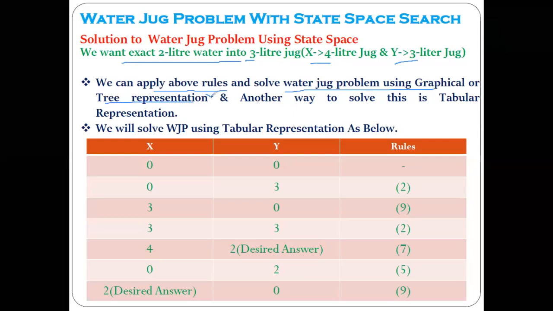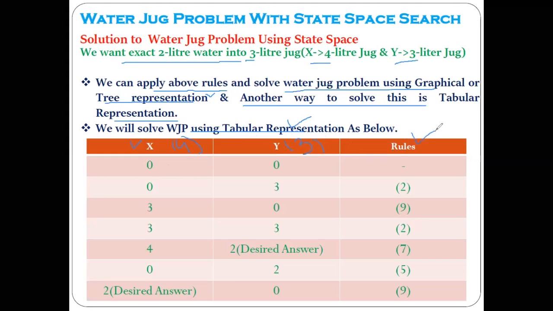To solve the water jug problem, we can apply 2 methods. One is the graphical or the tree representation, and another method is to solve it using the tabular representation. So we'll try to solve this using the tabular representation. See, here we are given 2 jugs. One is X, having a capacity of 4 liters, and the other jug has a capacity of 3 liters. And here we will write the rules that we want to apply.